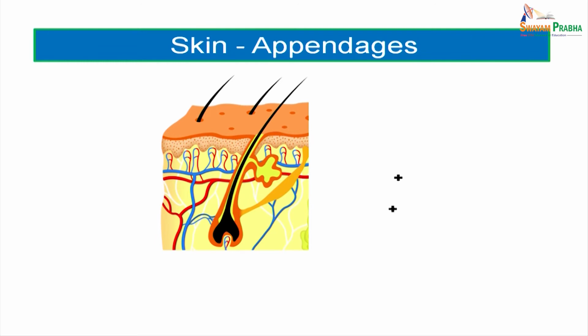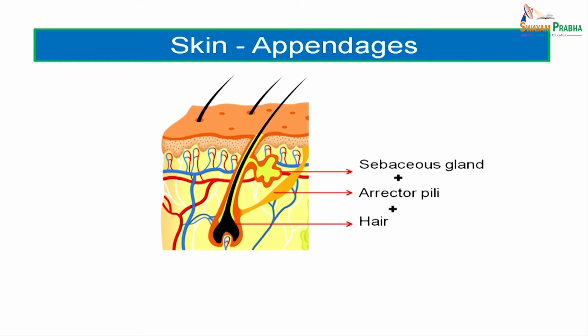So, like we spoke about, there are three primary appendages of the skin. The first one is the pilosebaceous unit. So, what is this pilosebaceous unit made up of? So, this is nothing but the sebaceous gland, the muscle and the hair follicle. So, all these three put together form the pilosebaceous unit. So, sebaceous glands are usually associated with hair follicle.